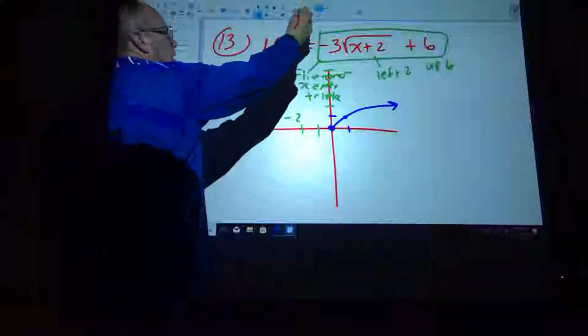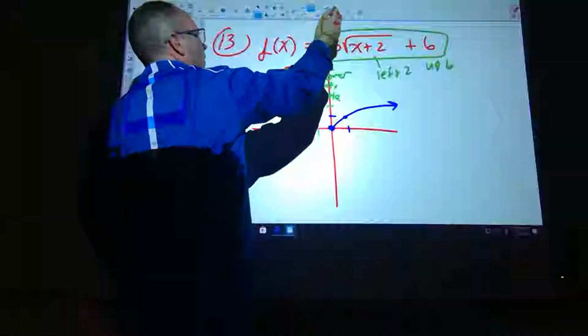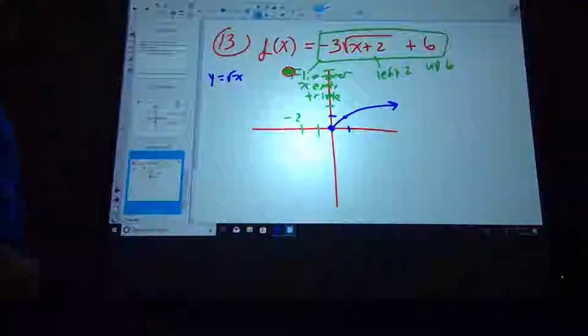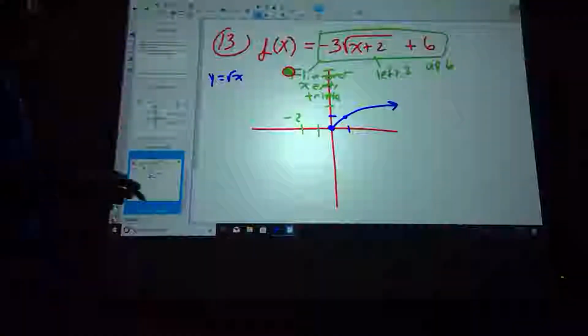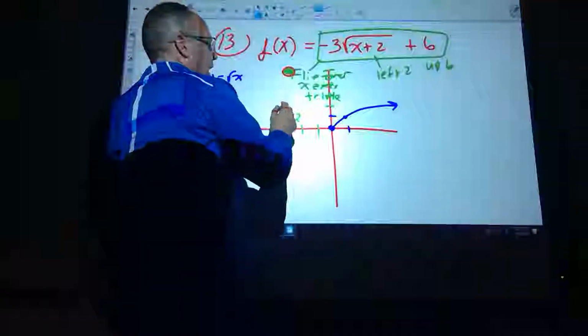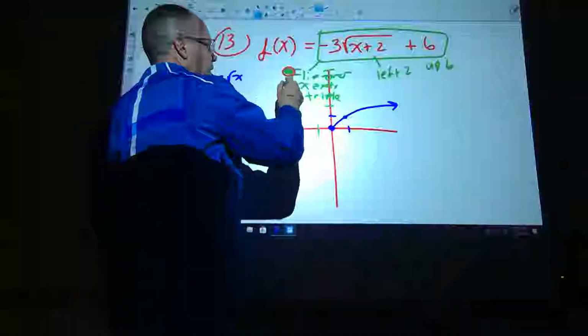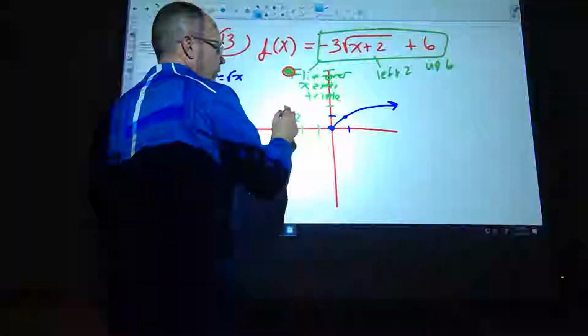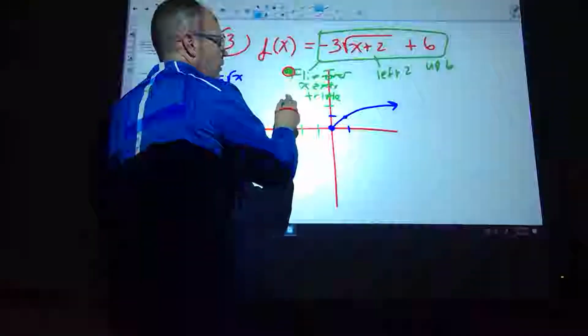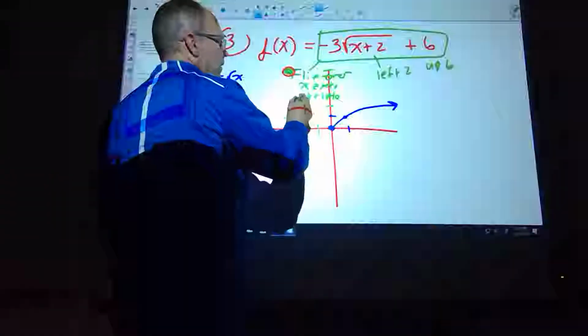That's my starting point. Maybe I'll make it a little easier to see. Is that okay? It's a solid dot. So rather than going down 1, right 1, it's going to go down 3. It's flipped over: 1, 2, 3, and right 1.